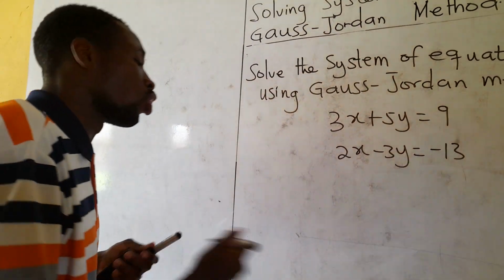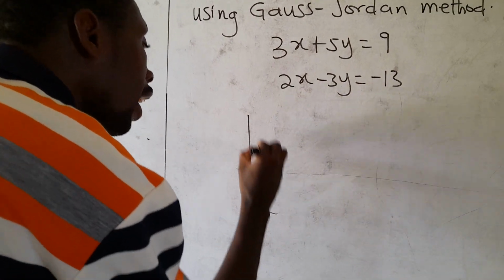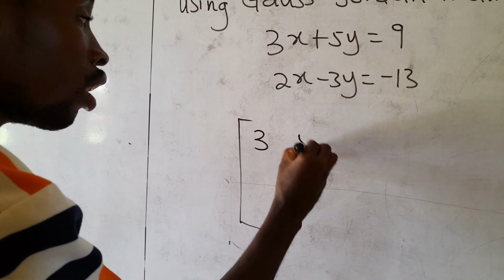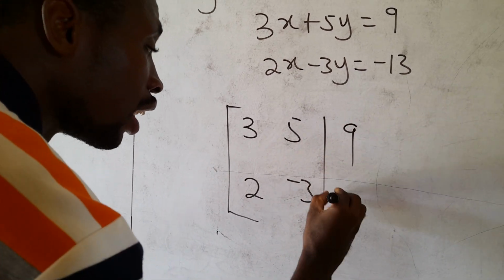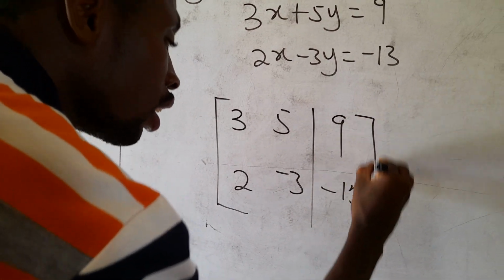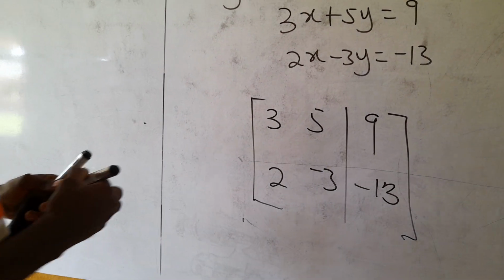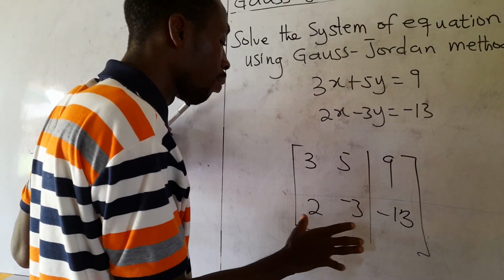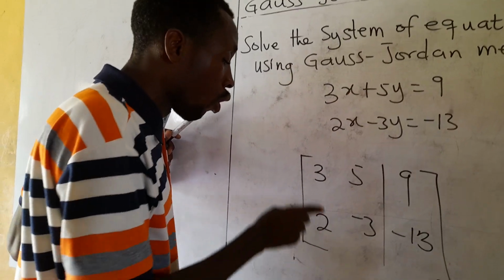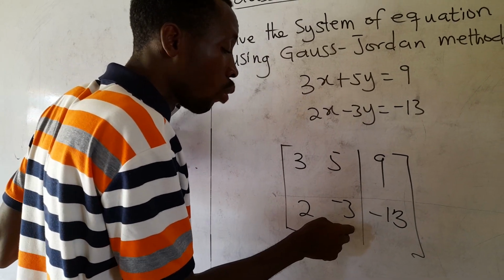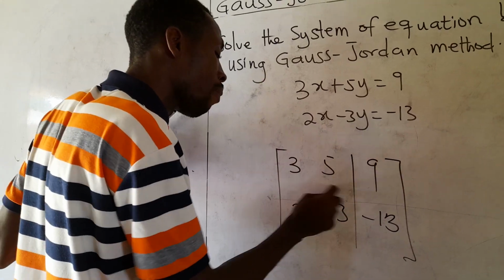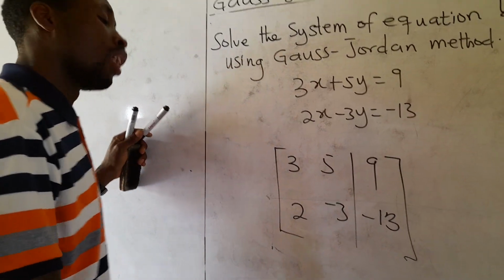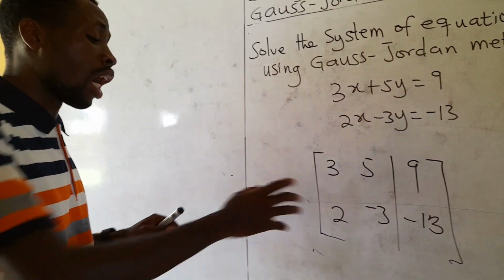So what's the first thing to do? You form the augmented matrix. 3, 5, 2, negative 3. Then 9, negative 13. What is your task? Your task is that you reduce this augmented matrix to reduced row echelon form. The entries here, you make them 1. Then the entries below and above them, you make them 0. Nothing like backsolving. So now how do we do that?